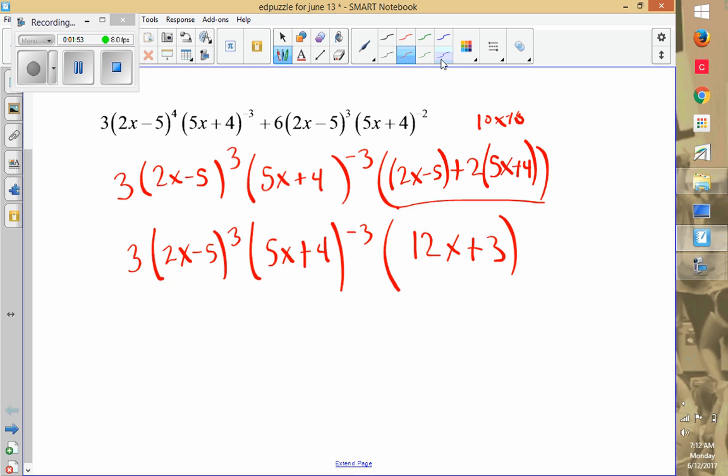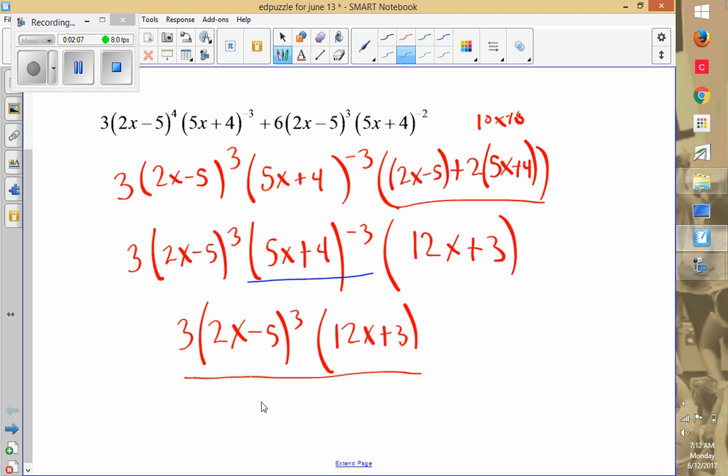We don't like to have any negative exponents left over, so I need to bring that down to the denominator and make it a positive exponent. Now we are finished.